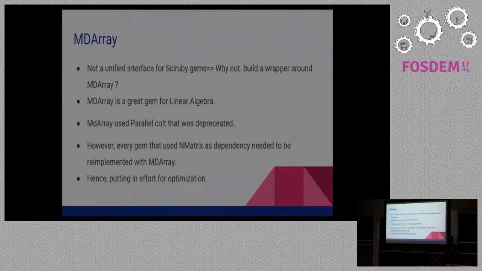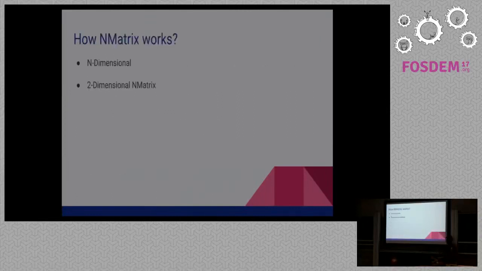it used Parallel Colt as a dependency, just like I use Apache Commons Math, and it was deprecated at the moment. And next, every gem you create with NMatrix would have to be implemented using MDArray if I didn't build a wrapper around MDArray. So you have to put in more effort for optimization. For example, you have to check whether the data is not getting copied, and so on.